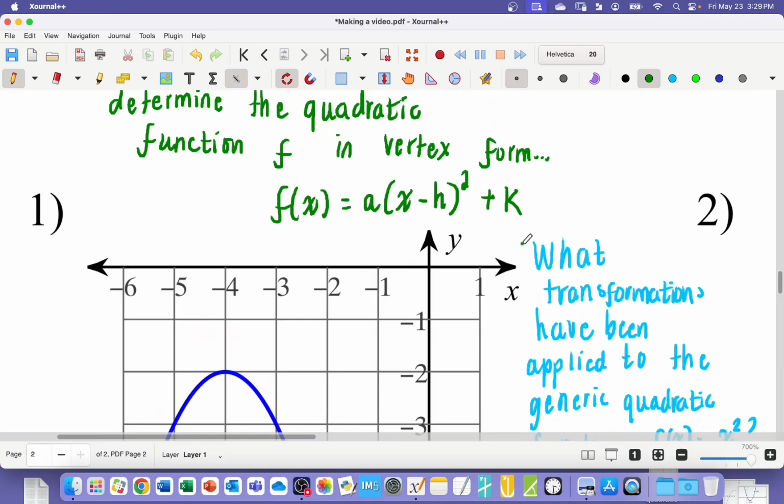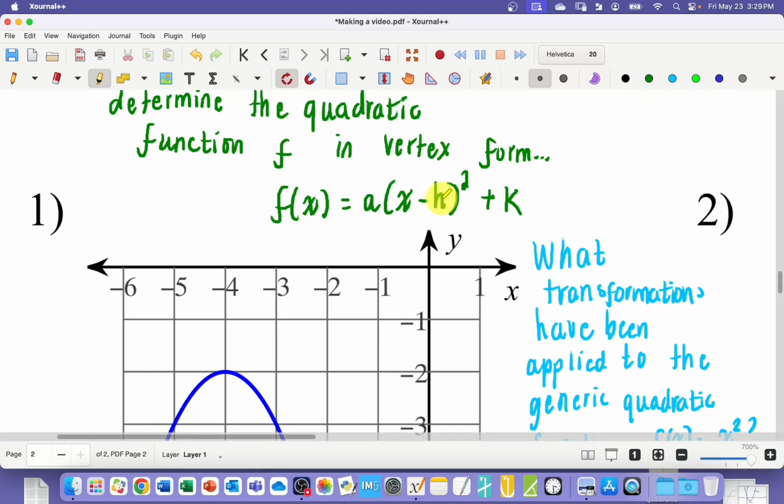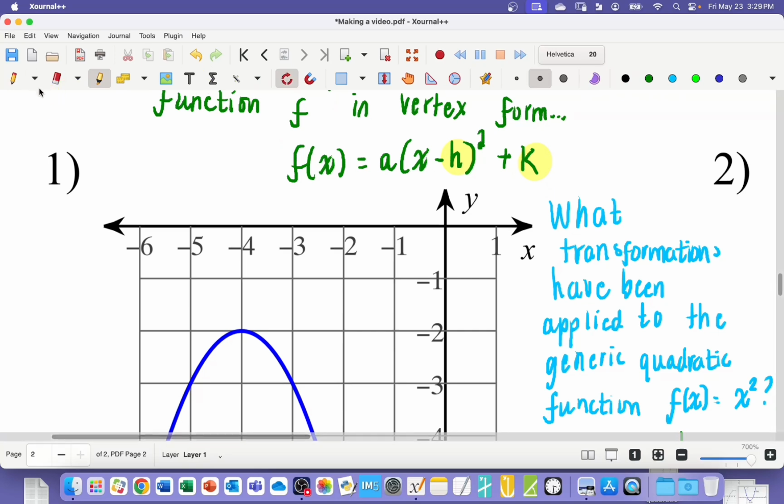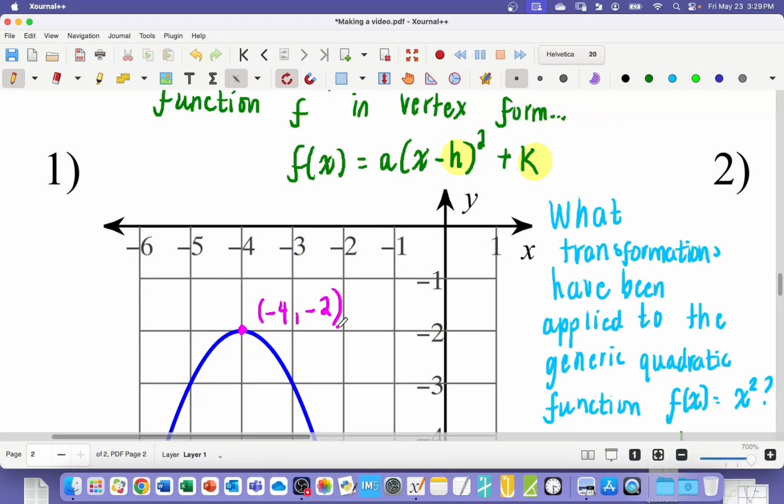So, finding H and finding K is no biggie. Literally, what's the vertex? The vertex is -4, -2. So that's not the weird part.